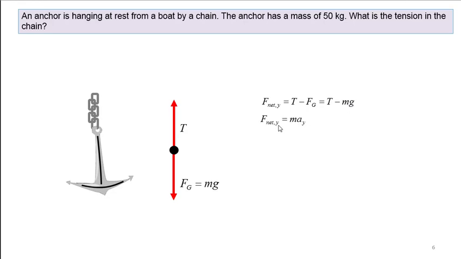The net force in my y direction is always equal to my mass times my acceleration in the y direction. That's Newton's second law. So I set those two things equal, and I have T minus mg equals m times a. And now I can plug in all the values that I know. And I find that the tension is equal to 490 newtons. The tension is equal to this weight, this force of gravity.